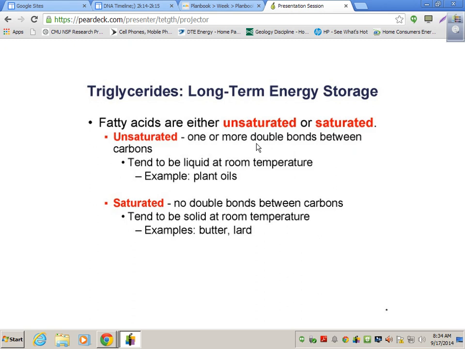Then we have saturated. There's no double bonds between carbons, and they tend to be solid at room temperature, like butter and lard. Not too many people cook with lard anymore, but that's just animal fat in a can. Your great-grandma might have had a can of this stuff up on the shelf, and then they'd bring it out to bake or cook with. And eggs taste really good in bacon lard, but it's not so good for you, right?